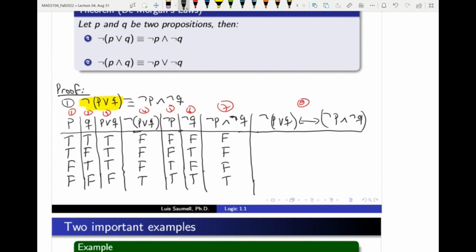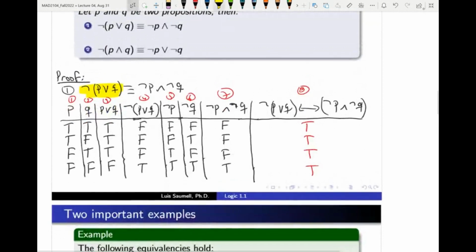What column do we need to look at? So we need to look at column 4 and column 7, right? That's what we have on each side. And then we compare. Let's see. If and only if, what is it? Remember, the biconditional is true when both sides are the same, and it's false if they are different. So false, false, that's true. False, false, that's true. False, false, that's true. True, true, that's true.